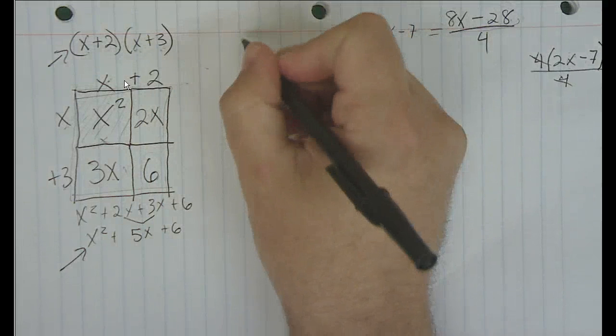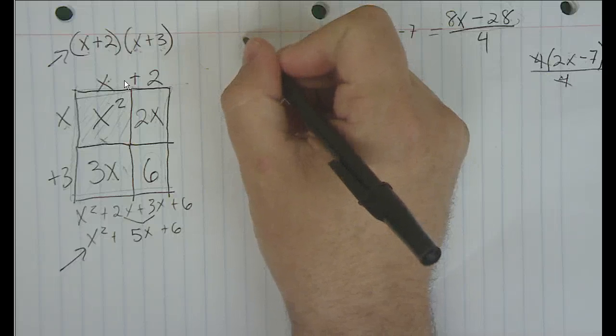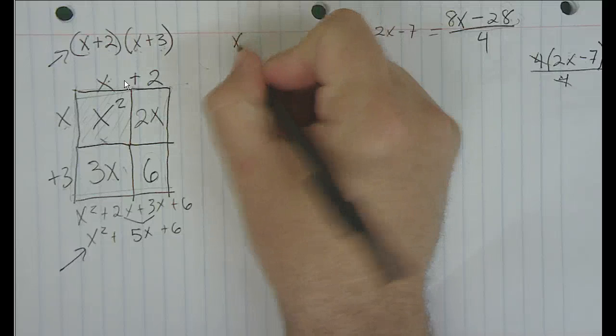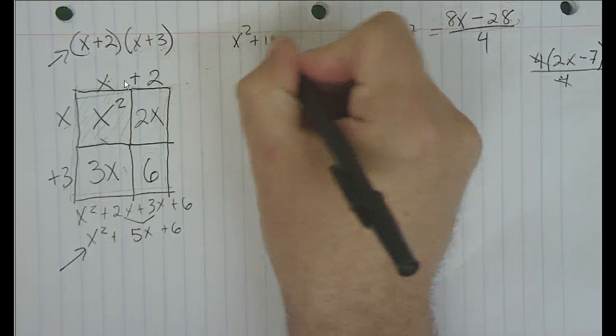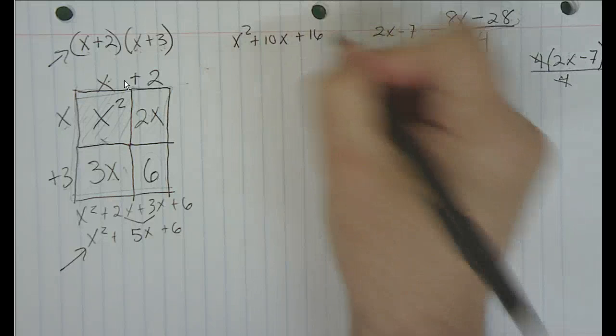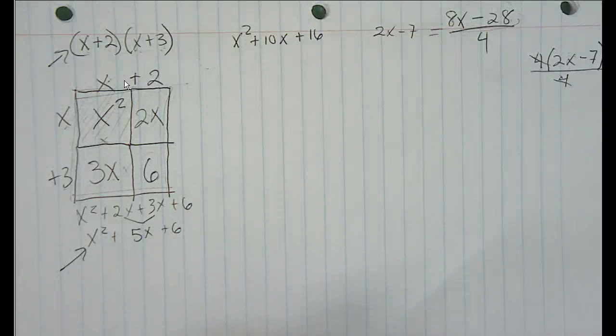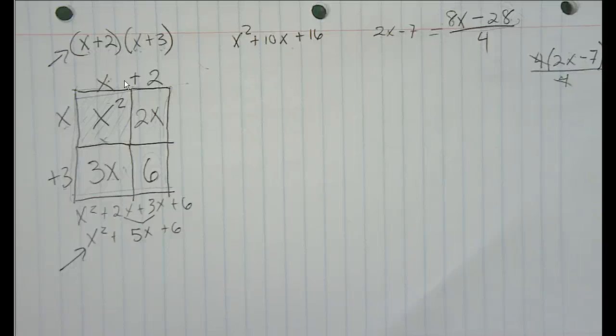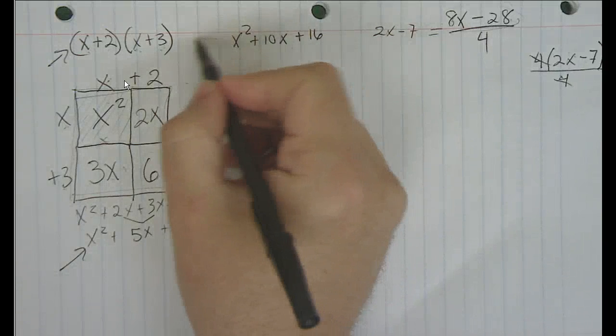Let's take, let me just think here. x squared plus 10x plus 16. Okay? So now, for this problem, I'm going to look for factors. I want to factor this out. I want it to look like this, okay?